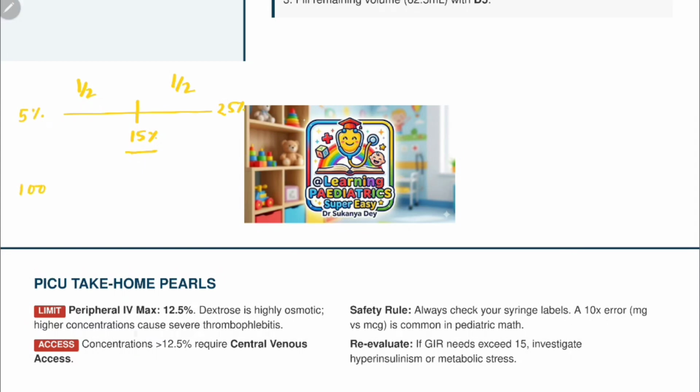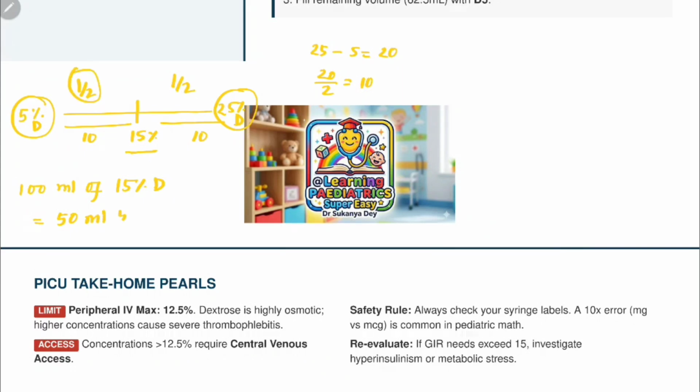Suppose you have to prepare 100 ml of 15% concentrated fluid. You have 5% dextrose here and 25% dextrose here. The mid position of these two is 15%. 25 minus 5 equals 20, 20 by 2 equals 10. So 5 to 15 is 10, 15 to 25 is 10. The part is half and half. So if you mix 50 ml of 5% dextrose and 50 ml of 25% dextrose, you can prepare the custom fluid of 100 ml of 15% dextrose. This is the easier formula.